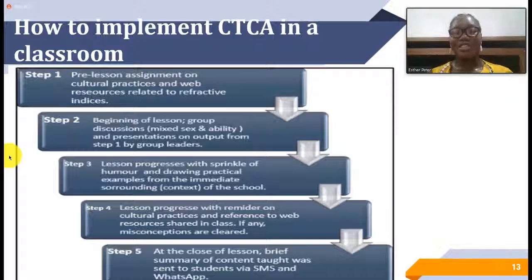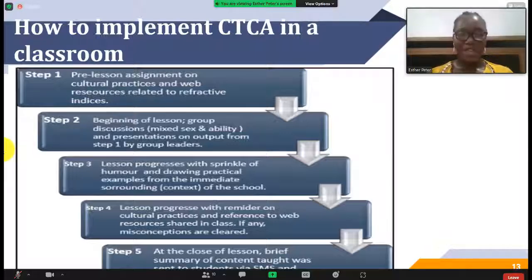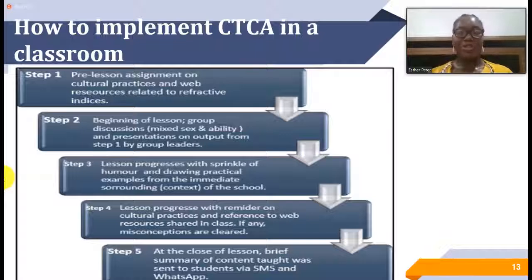The teacher gives an assignment to the students that they go home to surf the net to search for computer networking, and also to ask their parents, their guardians, their elders at home, about the cultural practices that are related to computer networking. And the second one was the next class, when the teacher taught computer networking.